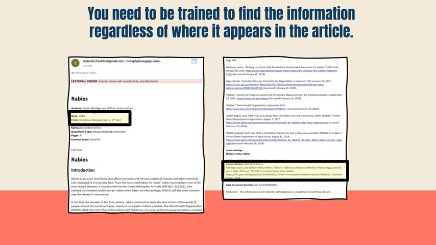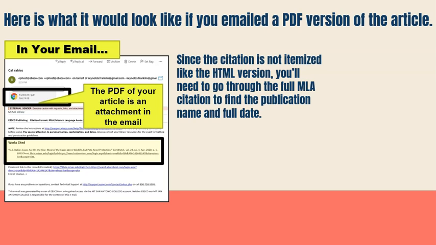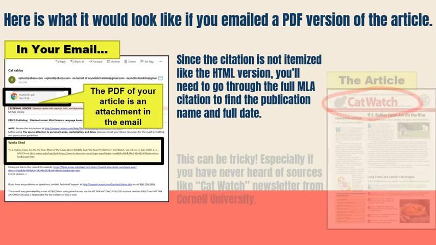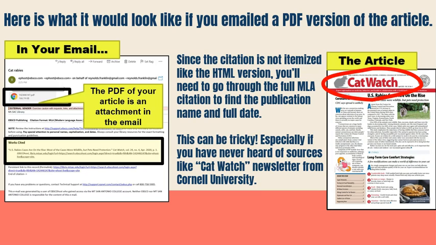You need to be trained to find the information regardless of where it appears in the article, whether at the top of the article or at the bottom as an MLA full source citation. Here is what it would look like if you emailed a PDF version of the article instead of an HTML version. In your email, the PDF of the article appears as an attachment inside the email. Since the citation is not itemized like the HTML version was that we saw on the previous screen, you'll need to go through the full MLA citation to find the publication name and the full date. This can be tricky, especially if you've never heard of sources like Cat Watch Newsletter from Cornell University.